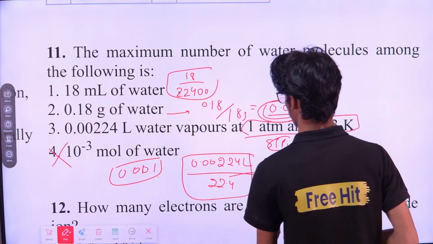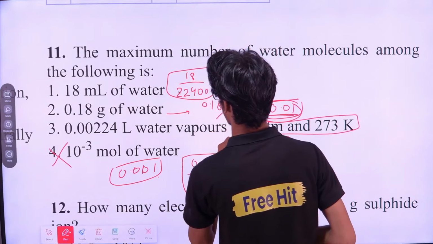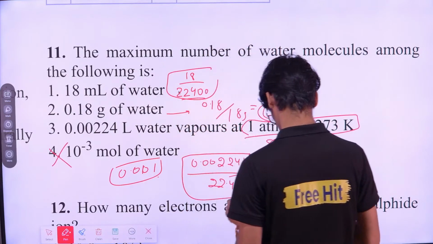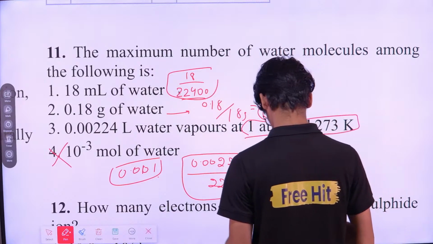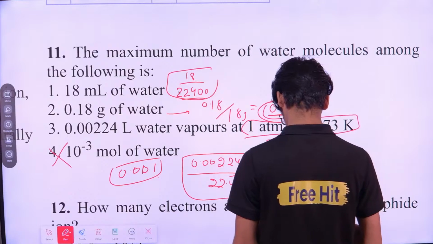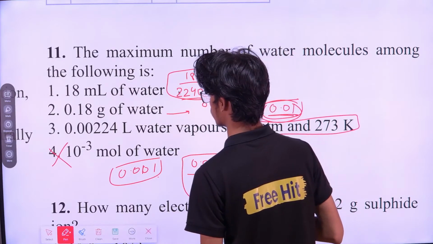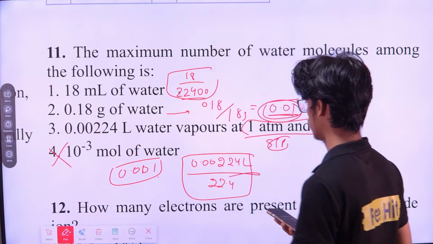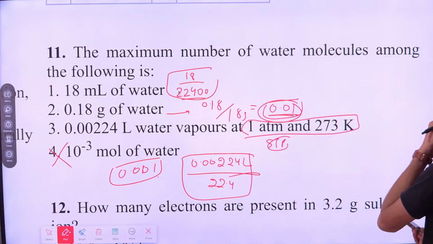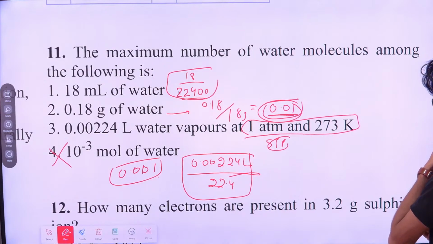Maximum it's asking. So now this is 0.01 mole and 18 milliliter of water. I think this is the right option, option number 1 is right. Wait, let me check. 18 divided by 22,400. The maximum number of water molecules among the following, so 18 milliliter of water. So we divide 18 divided by 22.4 into 4. Okay, wait.